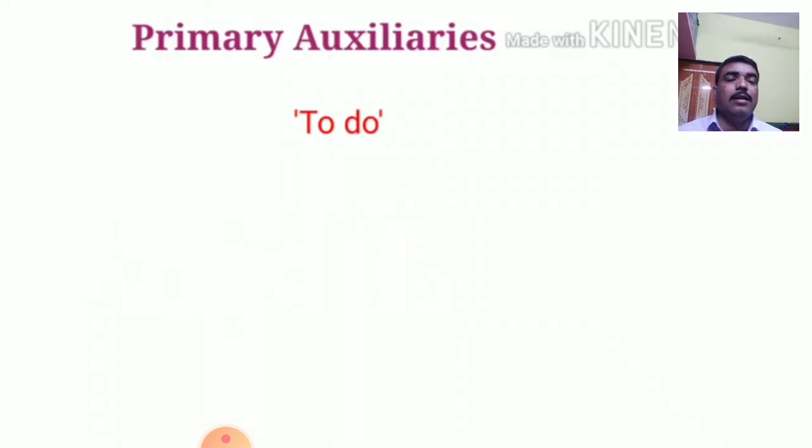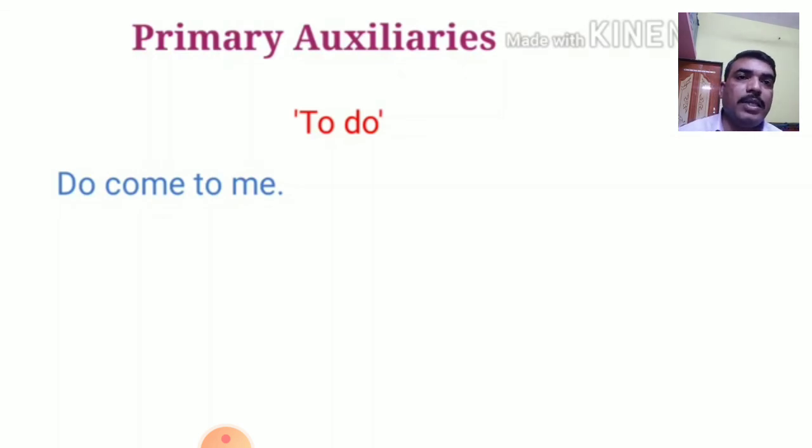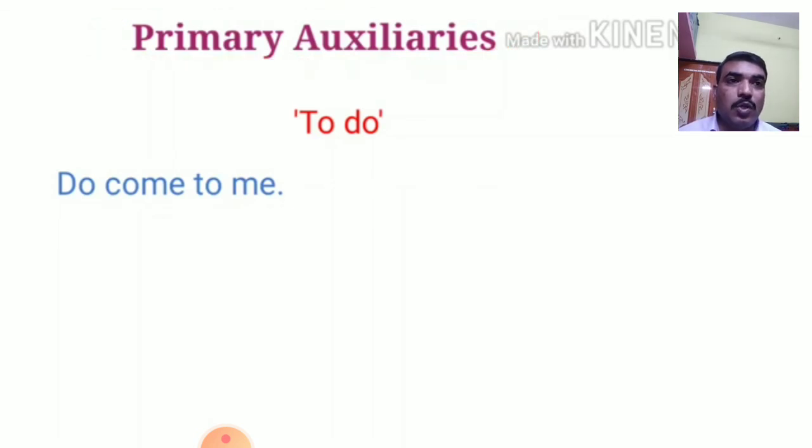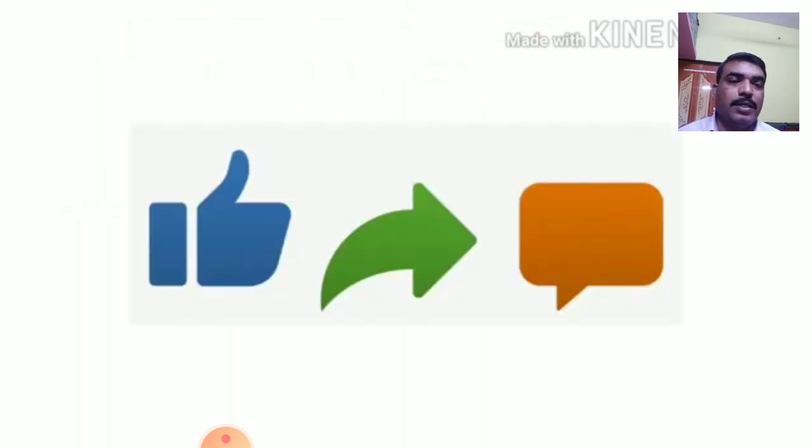Again, if you see in the primary auxiliary, various verbs are used, various primary auxiliaries are used. Okay, to represent, like, do come to me. Do come to me. Here the primary auxiliary verb do is used. But it is not a question. It is an imperative sentence. Right?